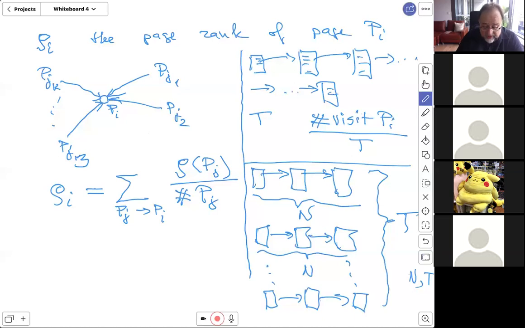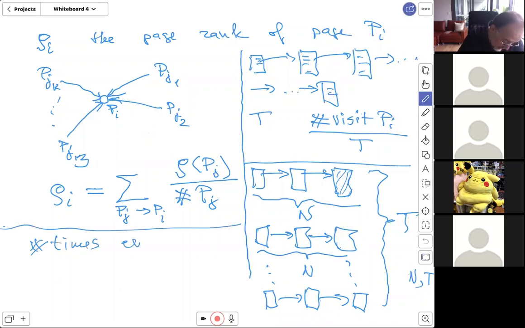Now, at the end of each experiment, you can record which web page you ended up at. And then you can find a similar ratio, in which the number of times the endpoint was Pi is divided by the number of experiments T.